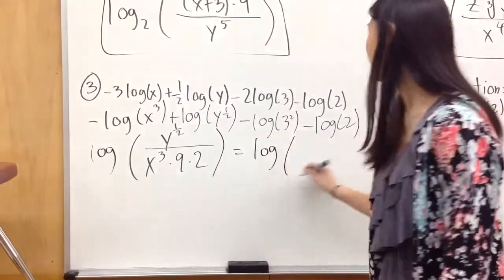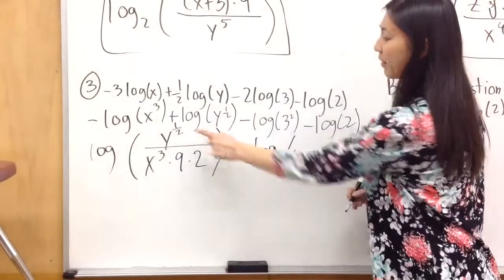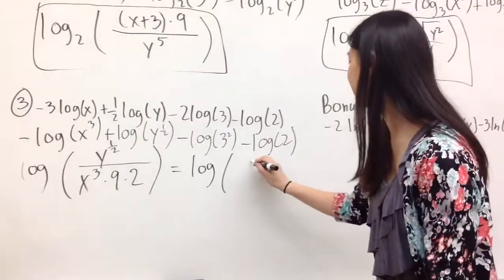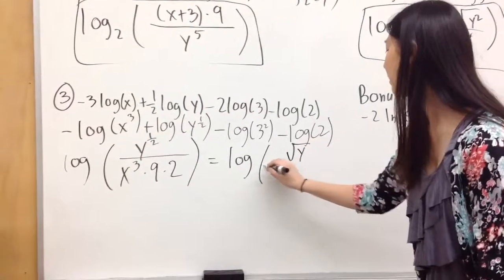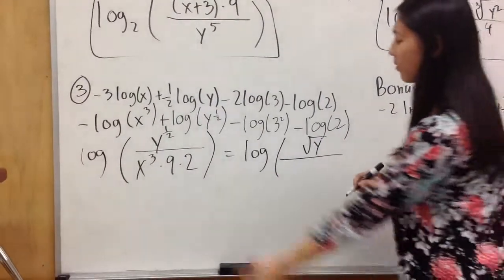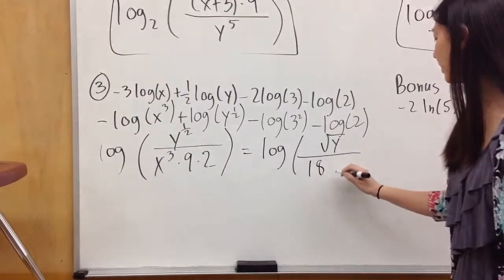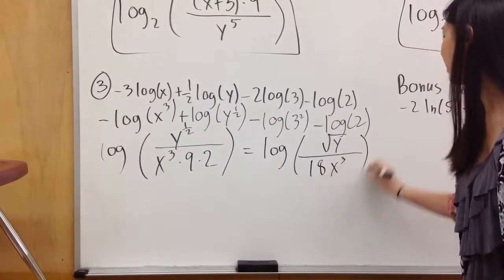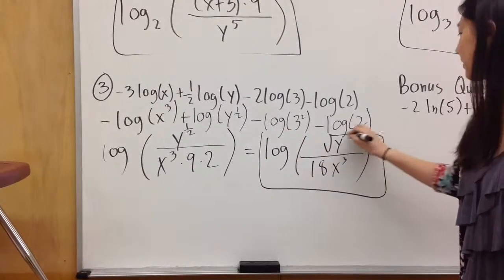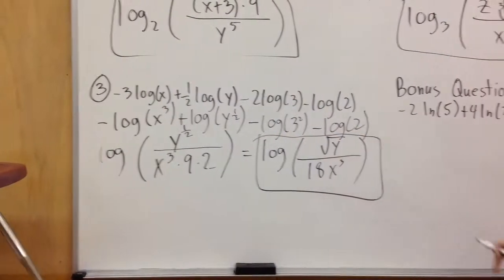So we have log of, and that 1/2 power, remember that's the square root, so we just have the square root of y in the top and all the other stuff on the bottom. Well, 9 times 2 is 18, so I can simplify that more. So that's 18x to the 3rd power, and that's how I condense it.